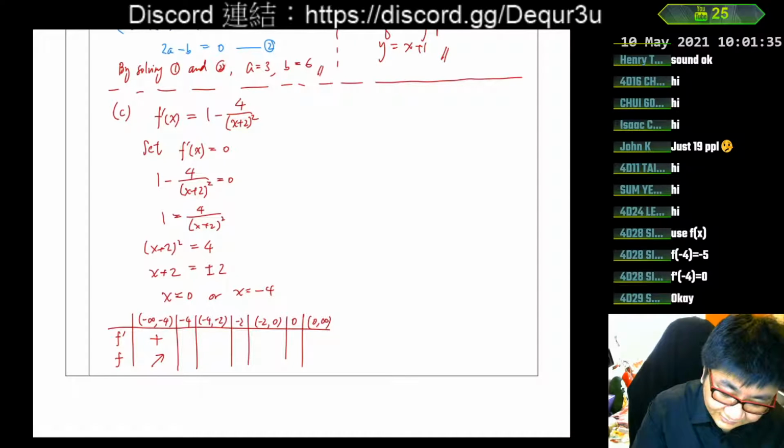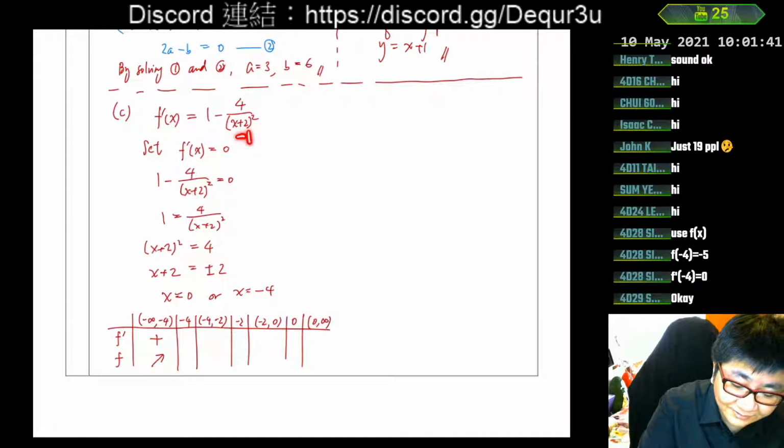For the middle one, we can put negative 3 in here. So negative 3 put in here, that means negative 1 square, and then becomes 1. That means 1 minus 4, it is negative.